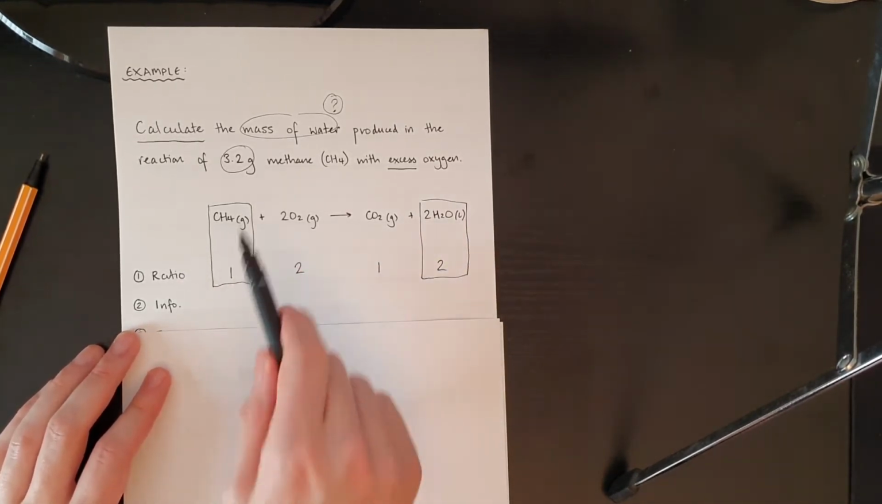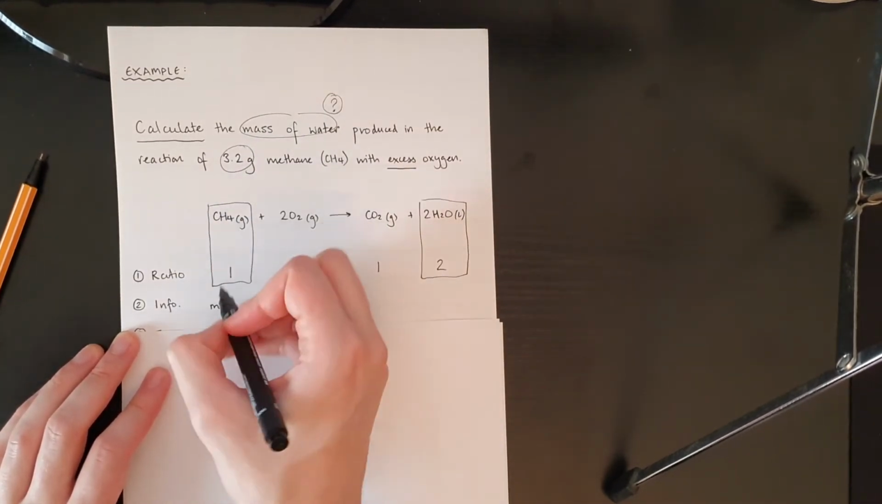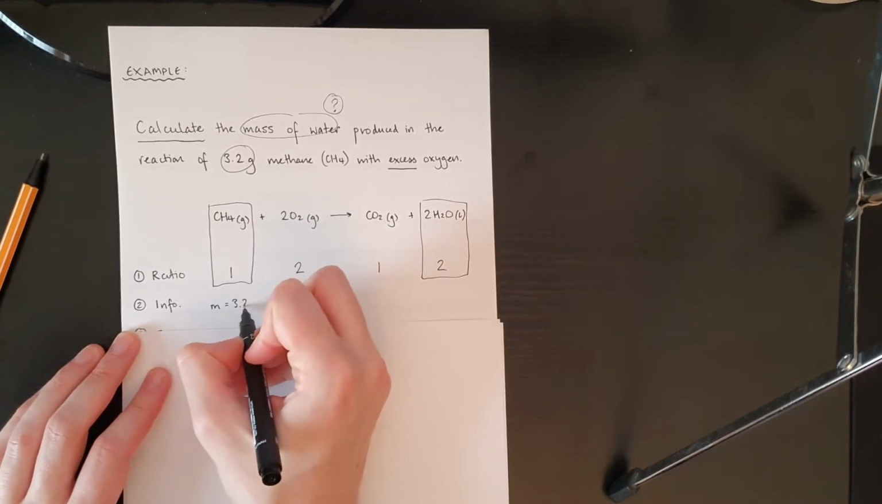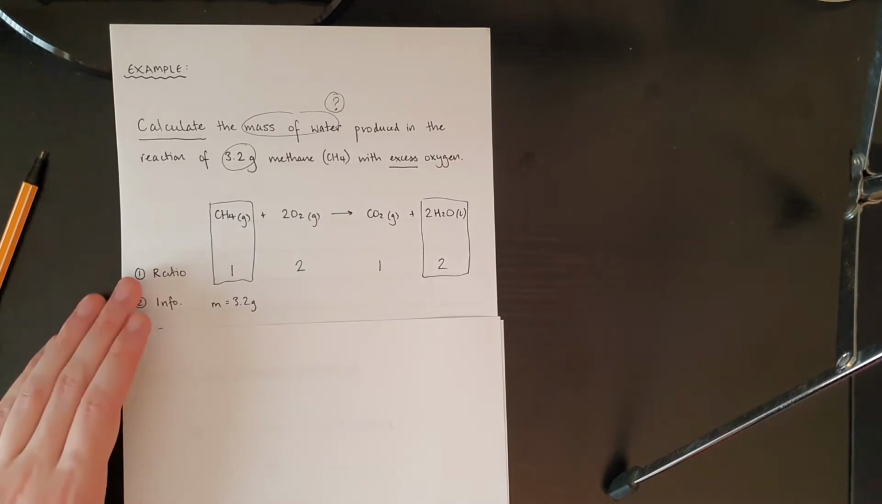Now what else are we told from the question? The mass. So we're going to write that down underneath the chemical that it's important to. So we have the mass is 3.2 grams. So that's all of our info noted down.